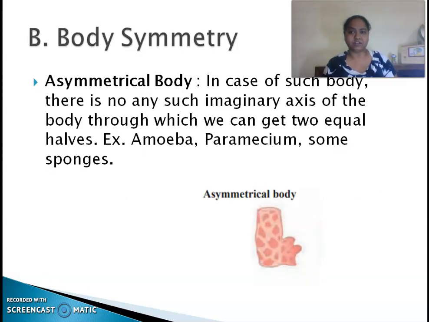Coming to the next criteria, that is body symmetry. There are 3 types of body symmetry. First is asymmetrical body. In case of such a body, there is no imaginary axis of the body through which the body can be divided into 2 equal halves. For example, amoeba, paramecium, and even some sponges.